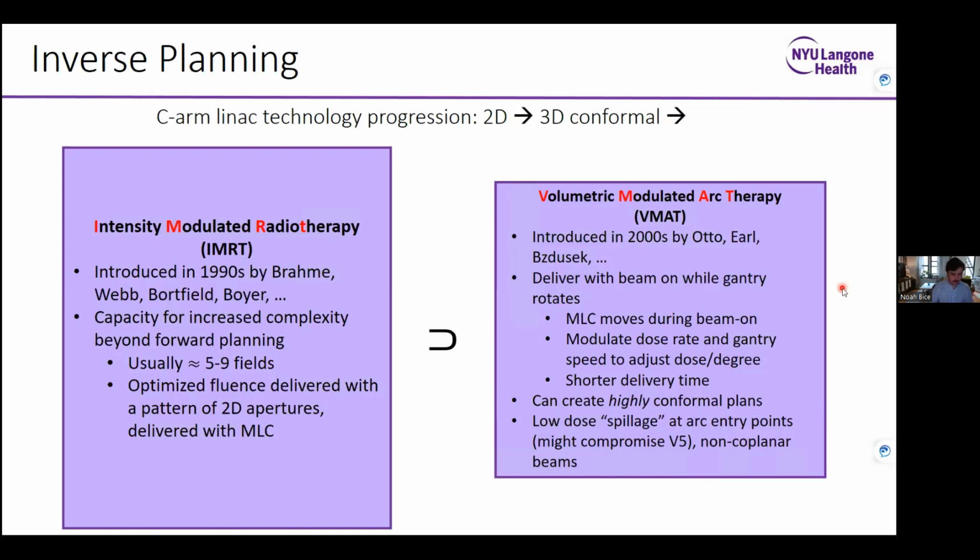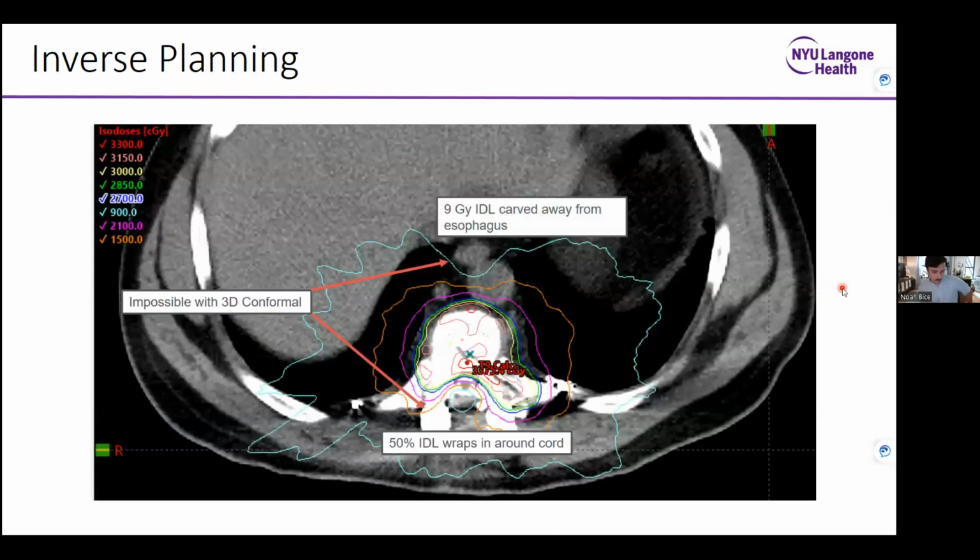and can create highly conformal treatment plans, which is excellent. And then some reasons that we continue to not use VMAT are low dose spillage, right? When you're entering from all these different gantry points, you're creating a massive low dose cloud within the patient. So that might compromise volume constraints, such as the V5 in the lung. Or if there's a situation in which we want to use non-coplanar beams, IMRT will be superior to VMAT.